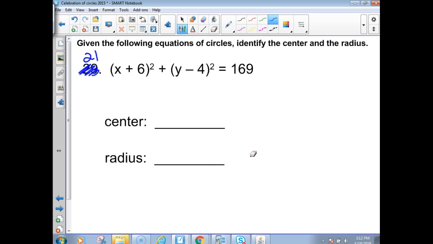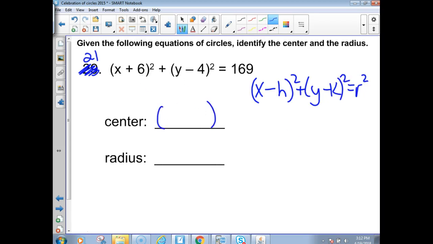Okay. So 21, what you got to remember, and you will have this format to look at, x minus h quantity squared plus y minus k quantity squared equals r squared. In this case, it says plus 6, so the center is not at 6 something. It has to be the opposite of this. So it would be negative 6, and the k value is 4. R squared equals 169. So to get r, you take the square root of 169 and get the radius is 13.